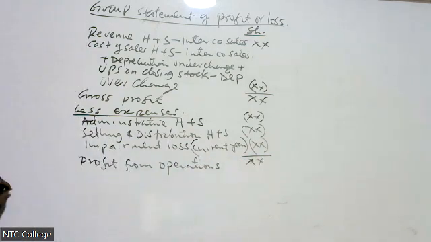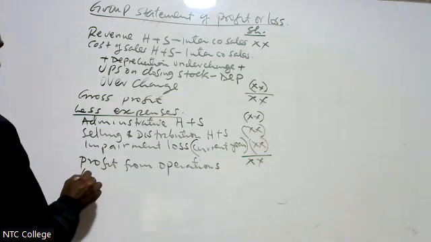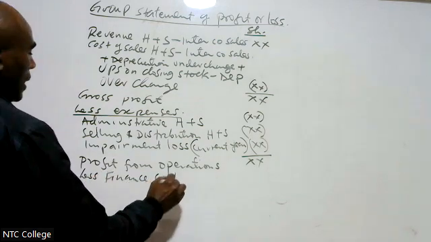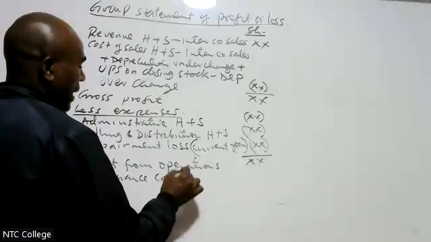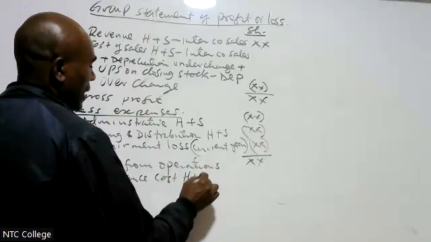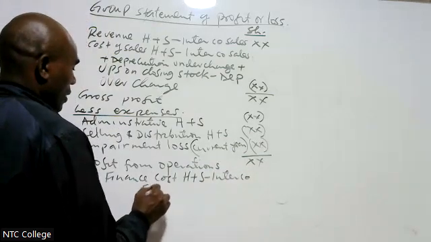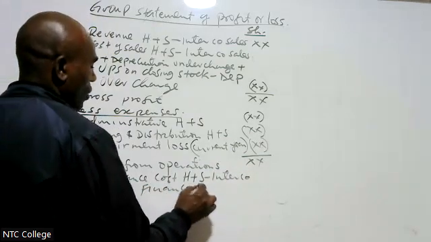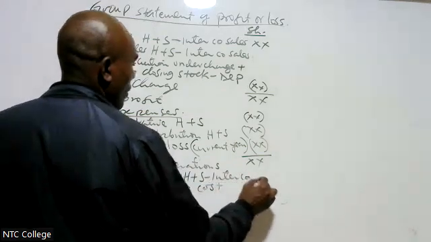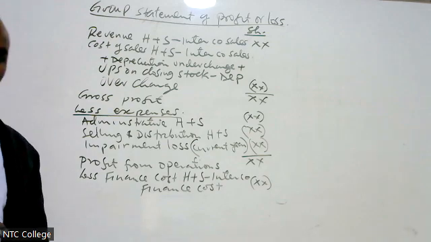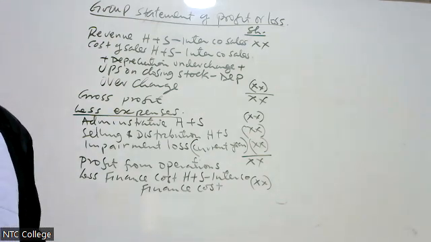I get what we call profit from operations. Then I come to less finance cost. This one I take finance cost of H plus S minus intercompany finance cost. Let me explain something on intercompany finance cost.